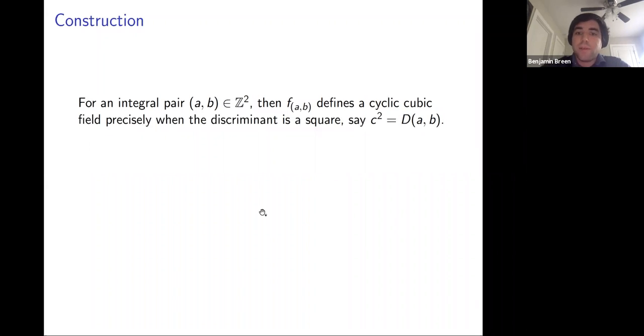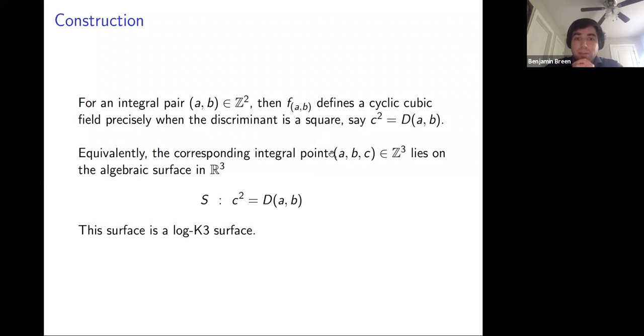So when you look at this condition, you're saying that c squared is going to be equal to the discriminant of d of ab. And when you think about that carefully, you realize that that equation actually defines a surface in R3. And so instead of finding infinitely many integral points a, b, and c squared, we can now try to think about finding integral points a, b, c that lie on this algebraic surface. If you're curious what type of algebraic surface this is, it's a log K3 surface.